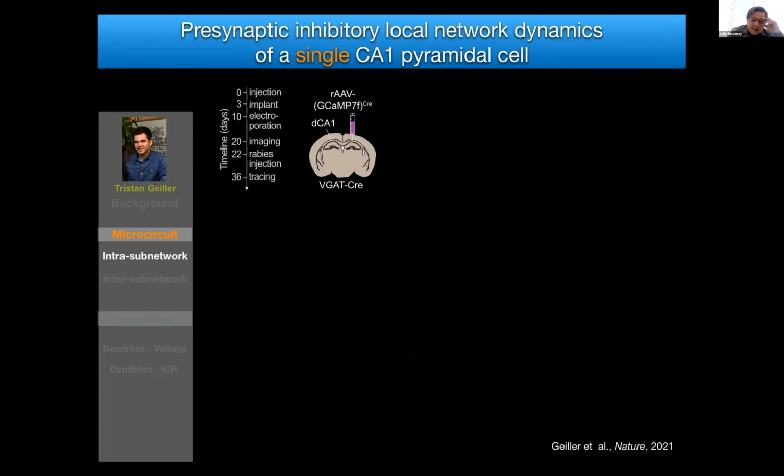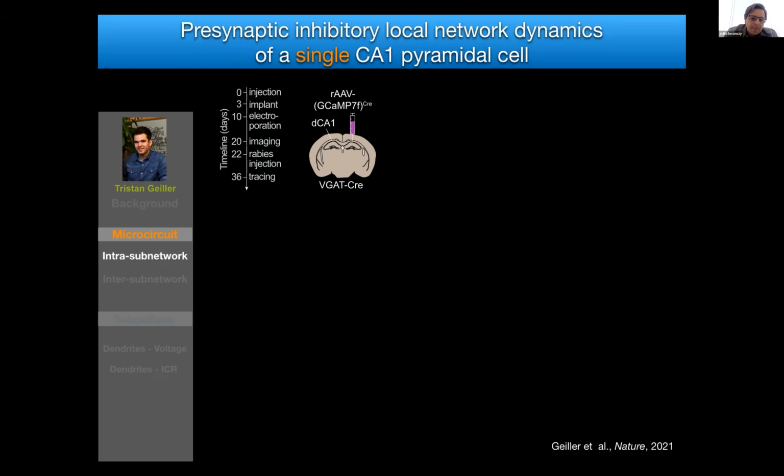Tristan sought to use single cell electroporation to simultaneously record the activity of single pyramidal cells in CA1 together with their local presynaptic interneuron partners during spatial navigation, using a monosynaptic retrograde tracing method.